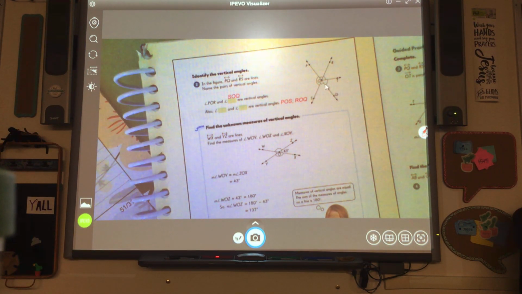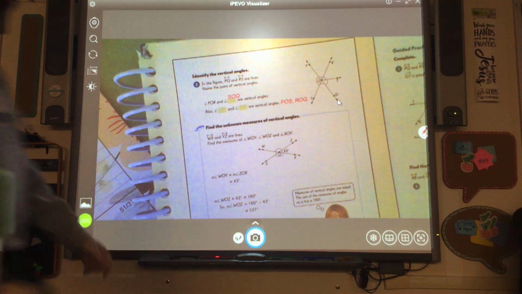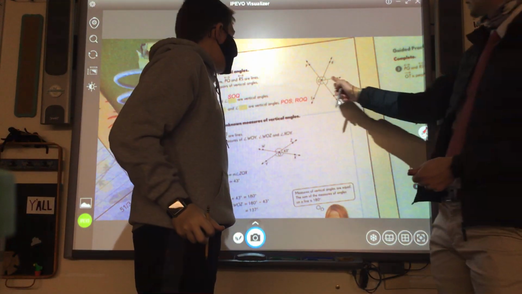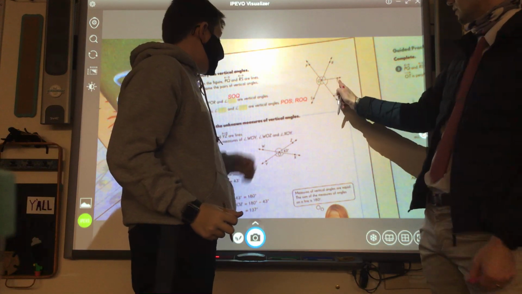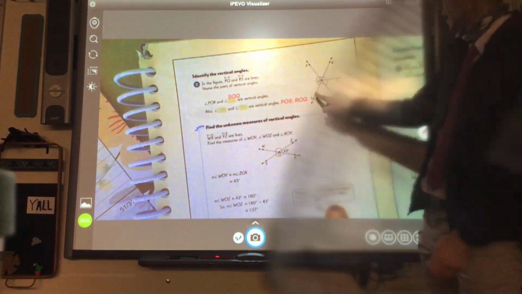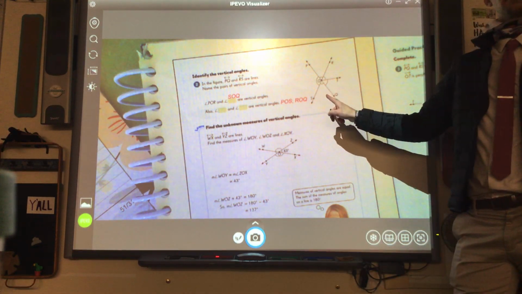This is not a vertical angle. Otherwise, this would extend this way, and you would have vertical angles there. They're saying, hey, POR and SOQ are vertical. What's the other vertical pair of angles?